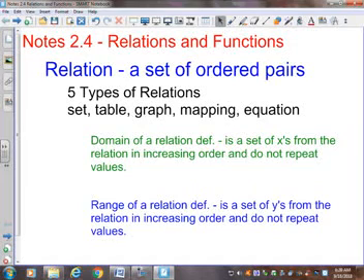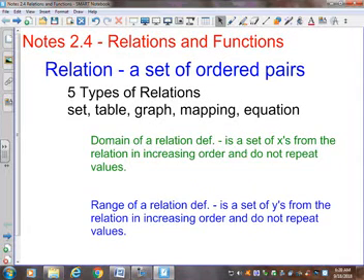And so there are 5 types of relations. You can write a set, which is really points, the coordinate pairs for the points. Now those points could be in a table, the points could be on a graph, mapping, or we could just have an equation where we could calculate an infinite number of points. Today our focus is going to be on the first 4. Equations is going to be a separate lesson.